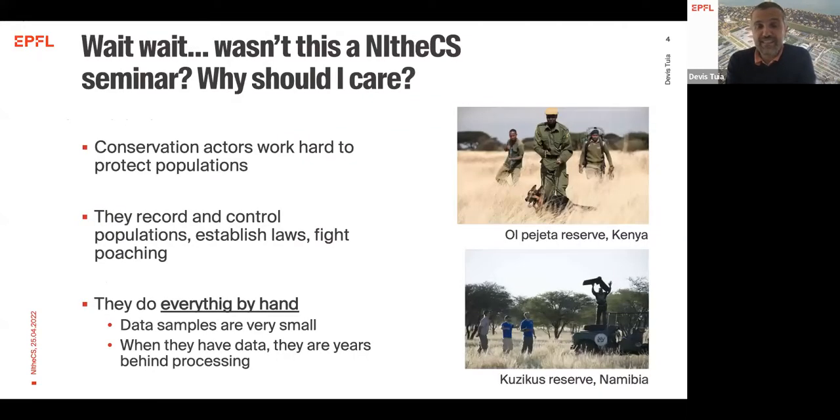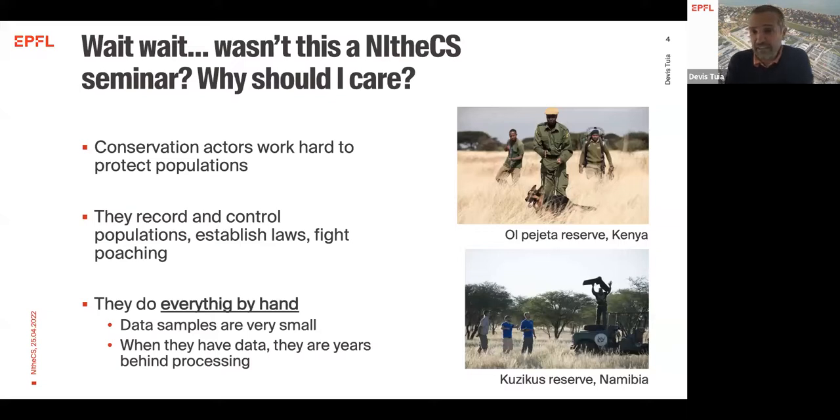So the story is that at this point of the talk, I hope you're not thinking, hey, but this was a talk about machine learning. Why is Devis telling us about all this, about the biodiversity and all the bad things that will happen to us if we don't do things right? But actually, we can take machine learning as a means to help people who are making the hard effort to preserve biodiversity in the field.